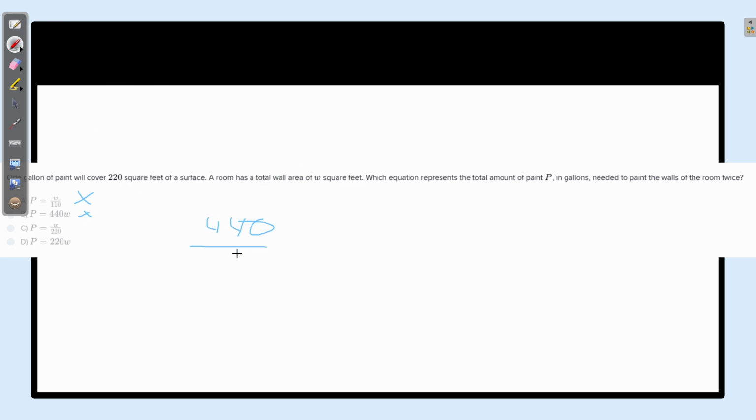440 over 220. Now, this looks good. This is 2. So while this is likely the correct answer, and well, definitely is, let's just prove that D is not. Because 220 times 440, well, same as part B, this is going to be much greater than 2. So our correct answer here is C.